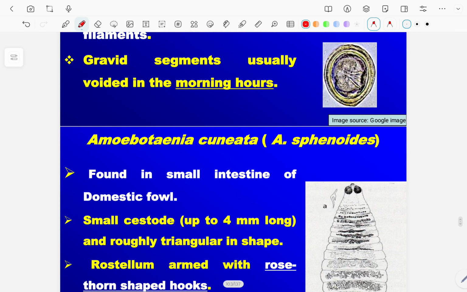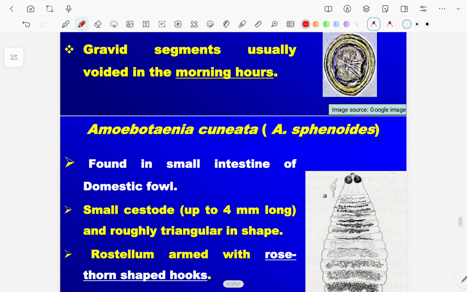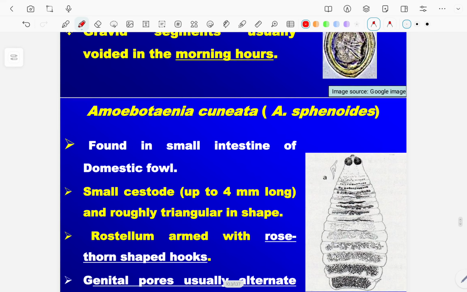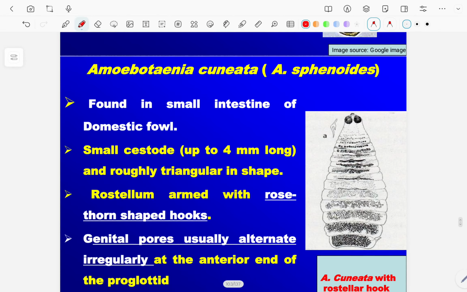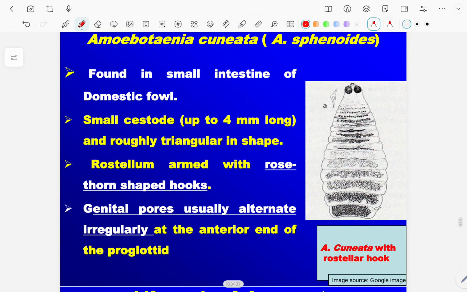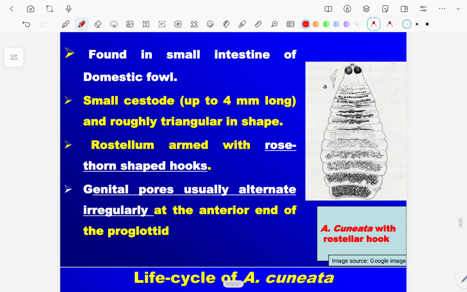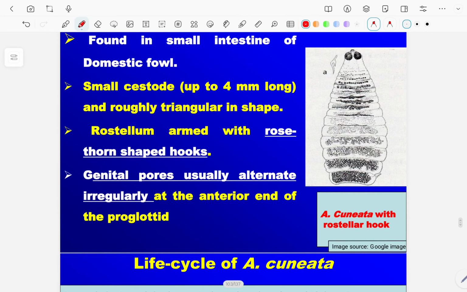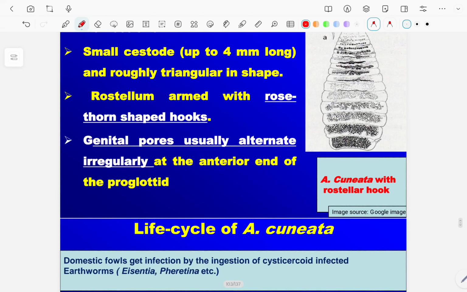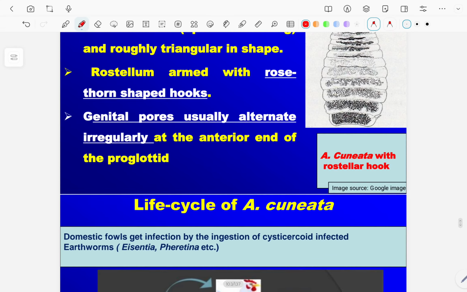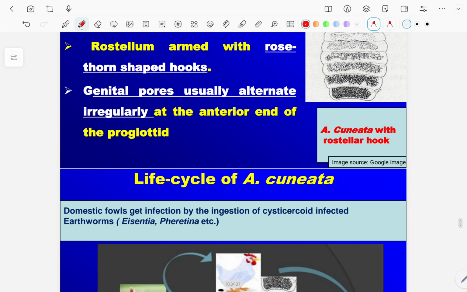Amoebotaenia cuneata, a cestode found in the small intestine of domestic fowl, a small cestode up to 4 mm long and roughly triangular in shape. Rostrum armed with rose-thorn-shaped hooks. Genital pores usually alternate regularly at the anterior end of the proglottid. Life cycle of Amoebotaenia cuneata.